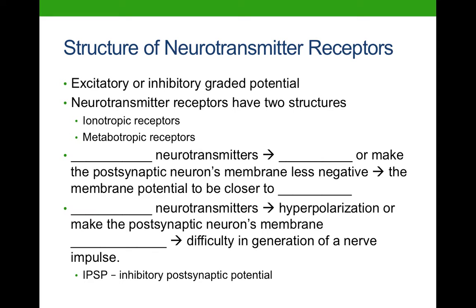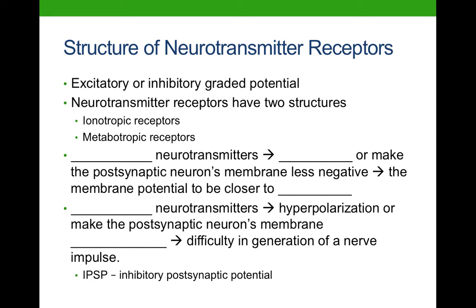Neurotransmitter receptors have two structures: ionotropic receptors and metabotropic receptors. Ionotropic receptors will be ion channels that directly bind the neurotransmitter, whereas metabotropic receptors are proteins, specifically G proteins, that bind to the neurotransmitter but are not the ion channel. Instead, these binding proteins initiate ion flow through another protein.